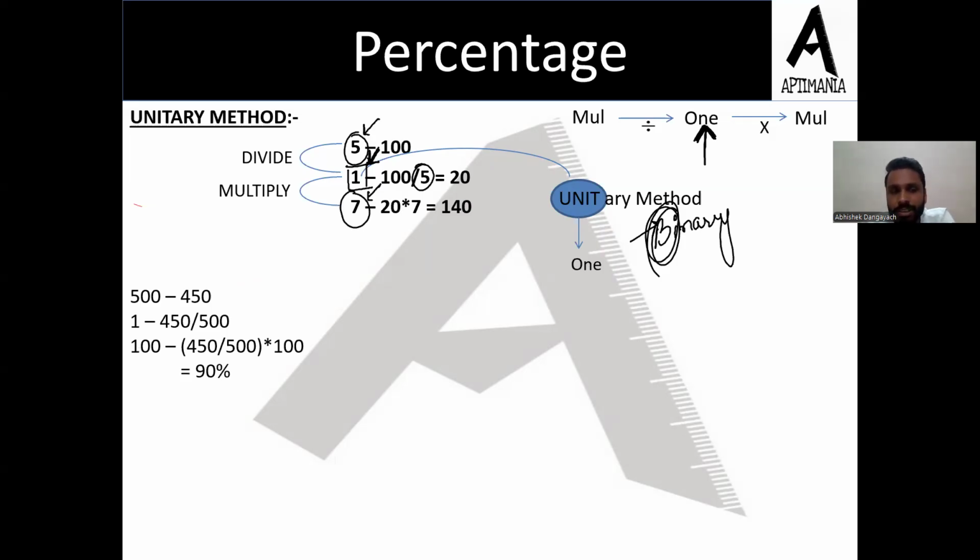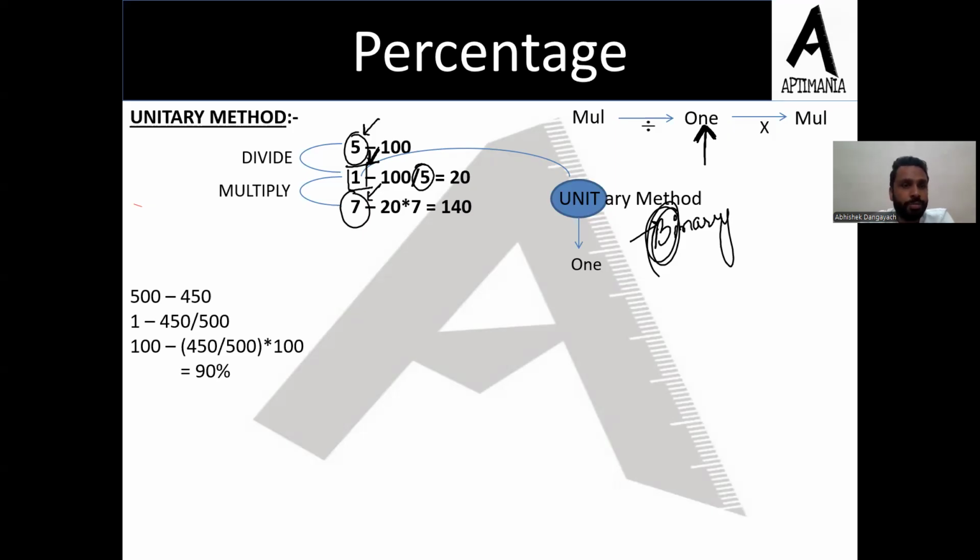Surprisingly, this is the same way as you told me how to calculate percentage, that is marks obtained upon total into 100. This entire concept of percentage calculation is actually based on unitary method. Is this clear now? Let's take another example for this.